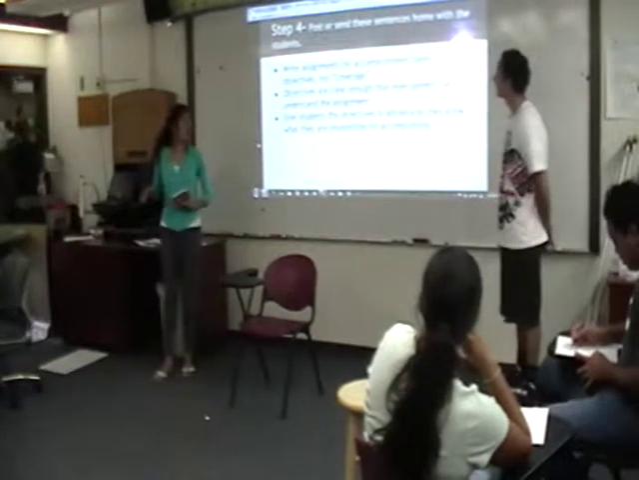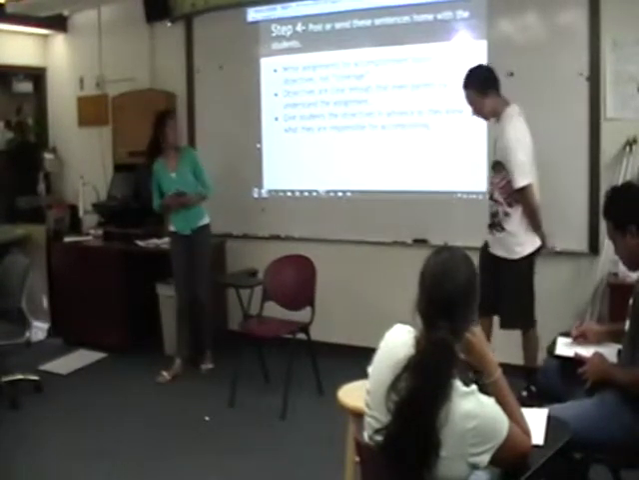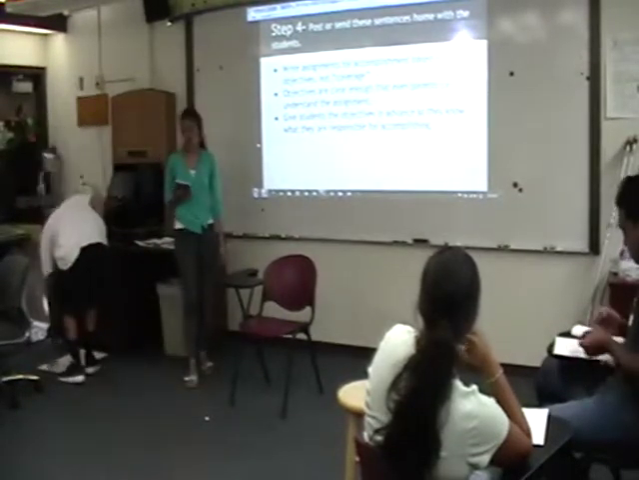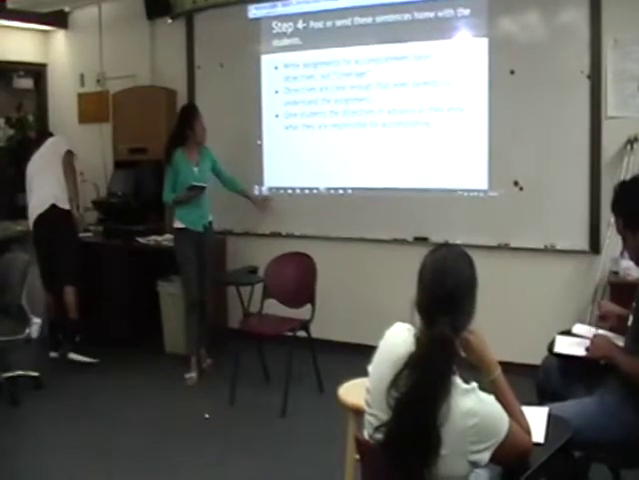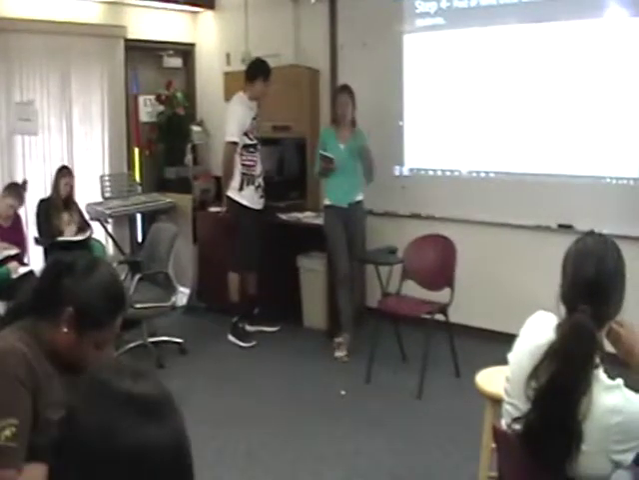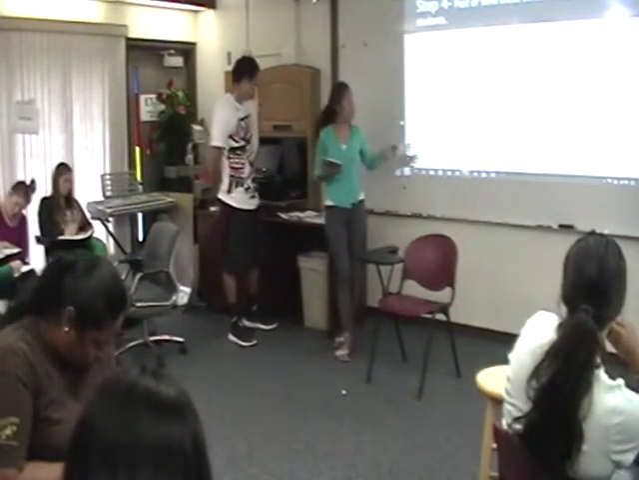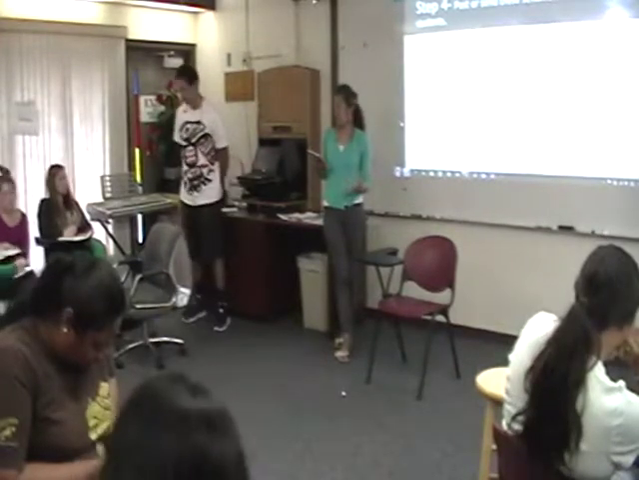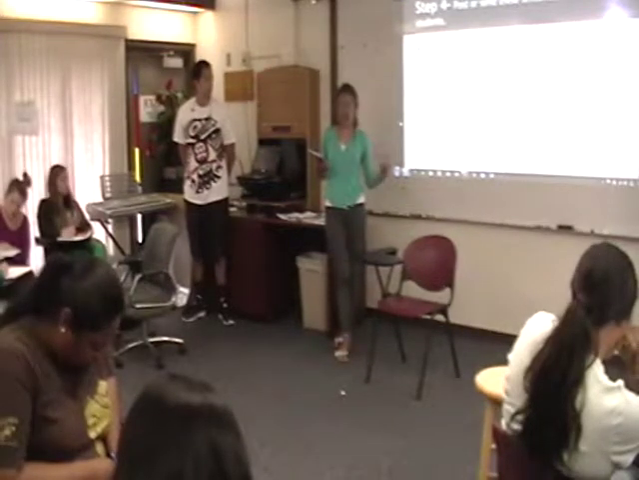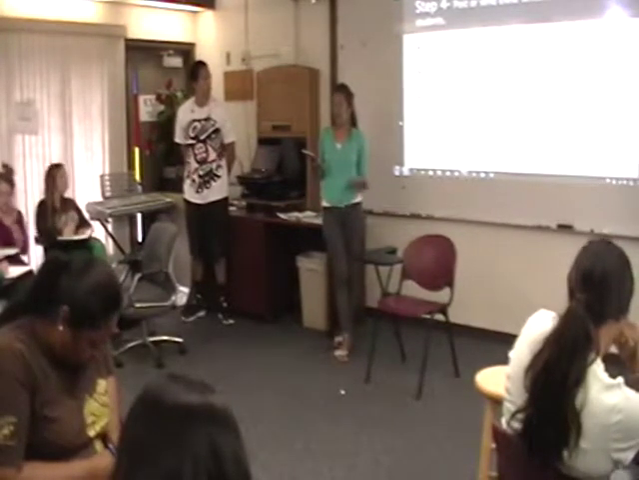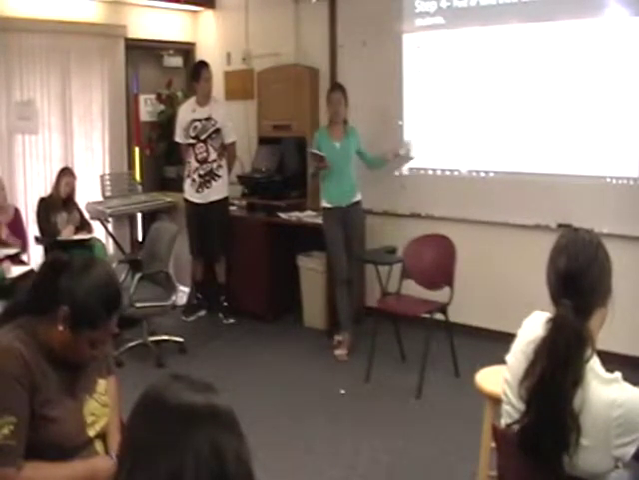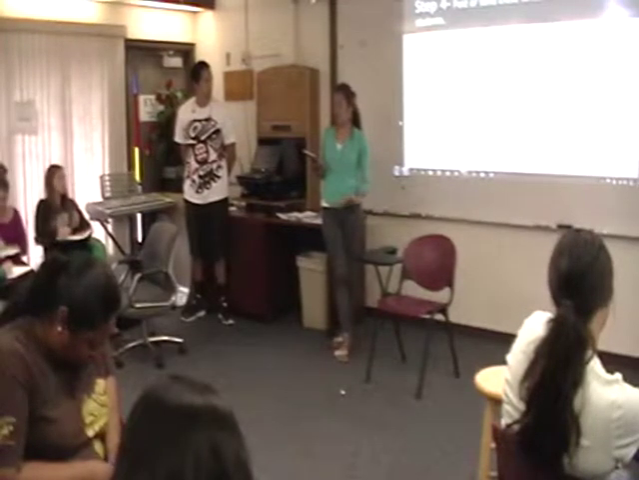Okay, our last step is post or send these sentences home with the students. So I'll just go through the bullets. It's write assignments for accomplishment based on objectives, not coverage. So I guess all these bullet points are just focusing on when you reach the closer, you have to go back and review again the objectives, what the students need to know and understand about the lesson. And if they don't understand it, then you can take time to explain it to them again, and then explain to them the objectives and what you want them to accomplish.